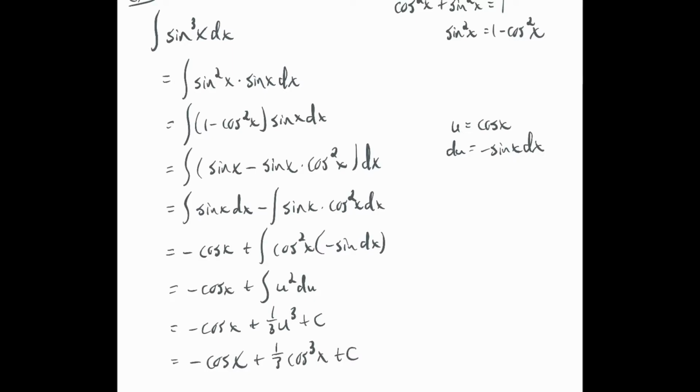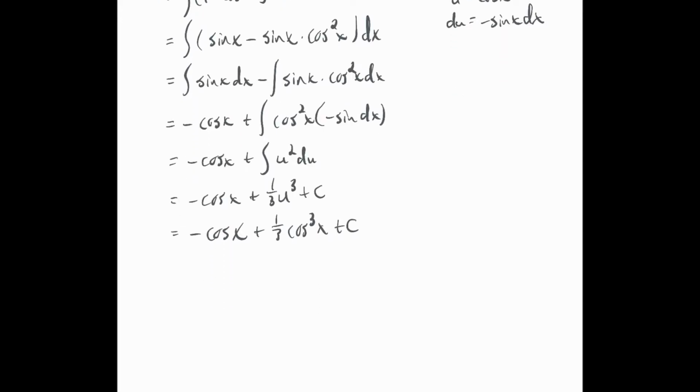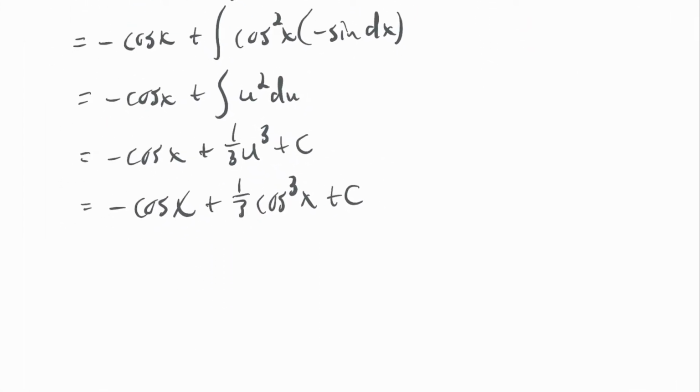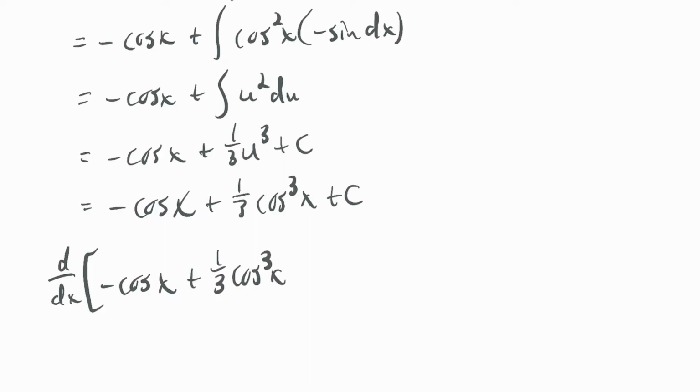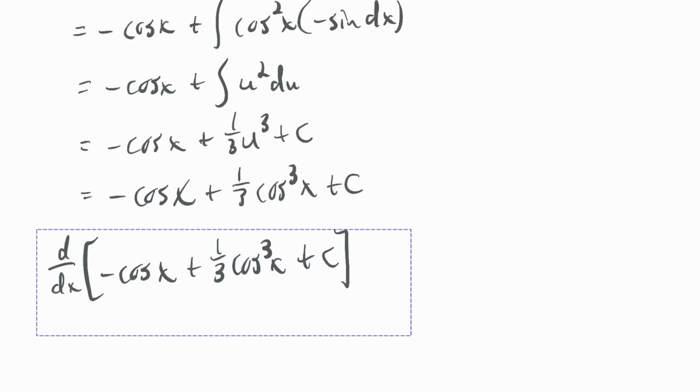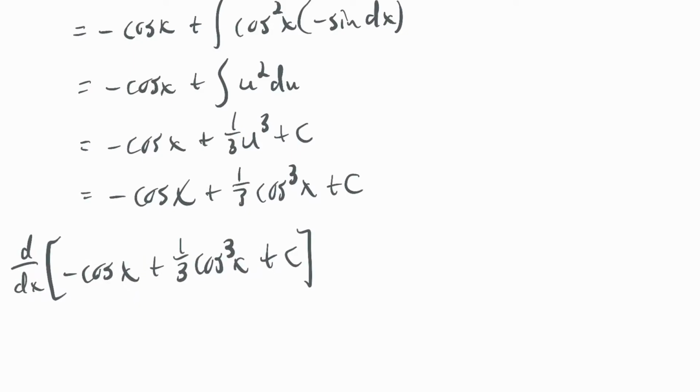If you want to check that this is correct, you can take that last step and find the derivative. Do we have room? Let's go ahead and do it, to illustrate what's going to happen. Let's do d/dx of negative cosine x plus 1/3 cosine cubed x plus c. It's going to be 0 anyway. I don't have a lot of vertical space left, so I'll try to move horizontally.